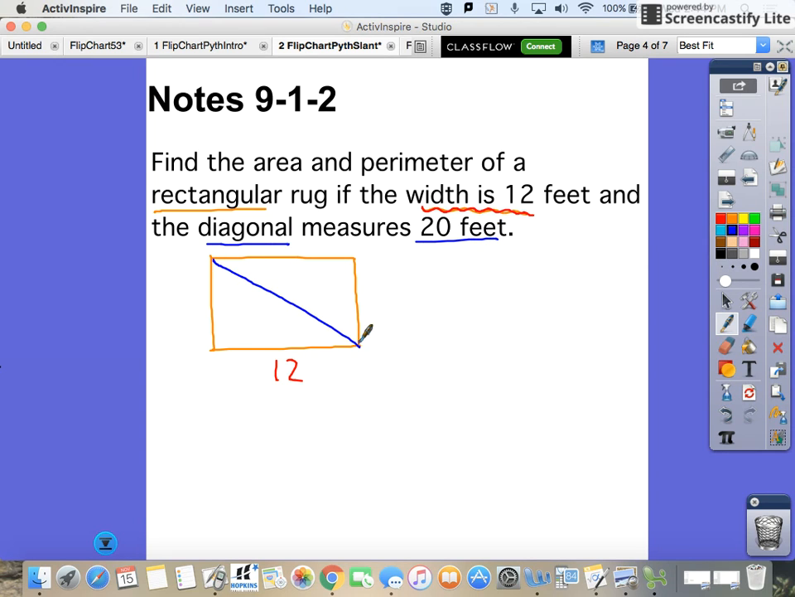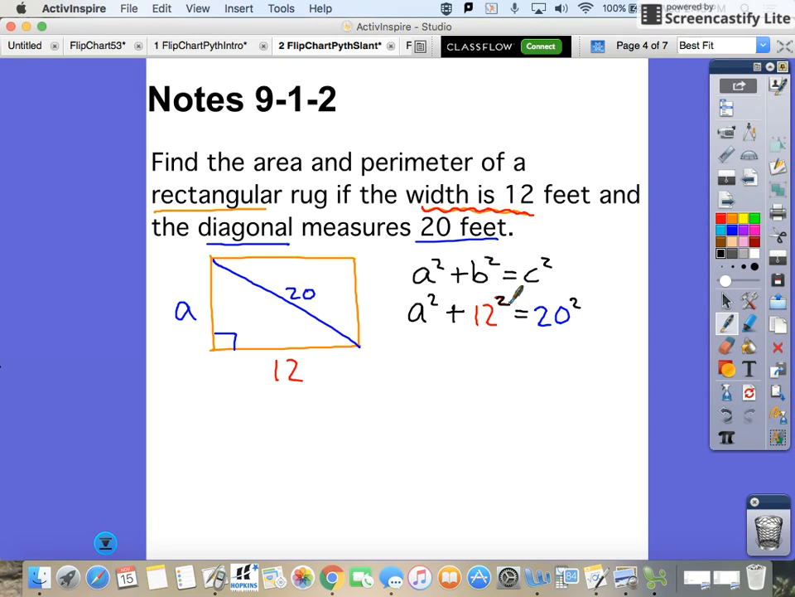Then it says the diagonal measures 20 feet. So this is 20. Again, we've created a right triangle. So we're going to use the Pythagorean Theorem to find that missing side. In order to find area and perimeter, we need to know how tall the rug is or how long it is. So we'll start with the Pythagorean Theorem, which is a squared plus b squared equals c squared. In this example, we don't know a, but we do know b is 12, and we know that c is 20.